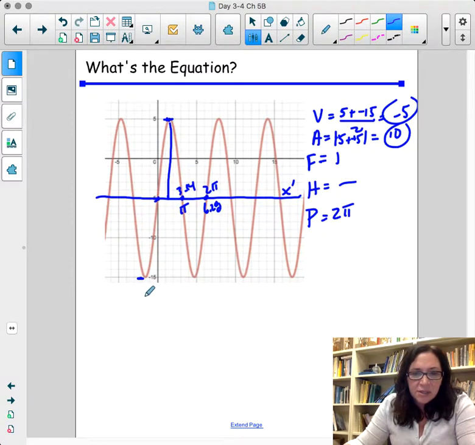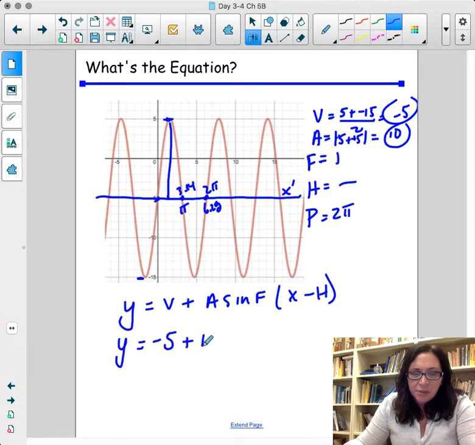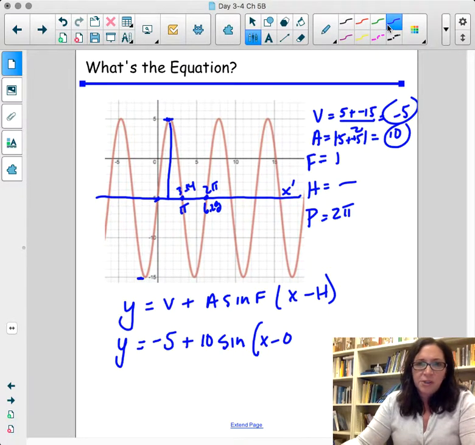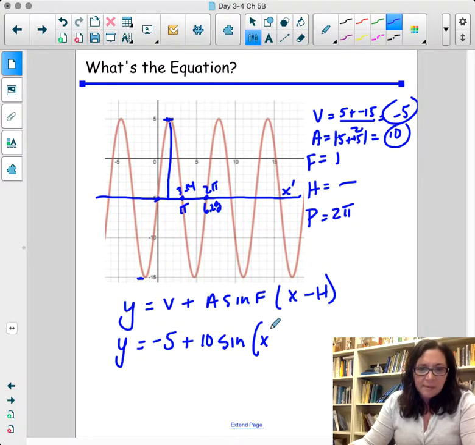This one is just y equals my vertical shift plus my amplitude, sine, frequency, x minus h. So let's put our values in. Vertical shift is -5 plus my amplitude, which is 10. Sine, my frequency is just 1. I don't need a number there. And then I don't have a shift. So it's like x minus 0, which I don't need a 0. I don't need to say that. So I could just say it's x. Okay, and I'm done.